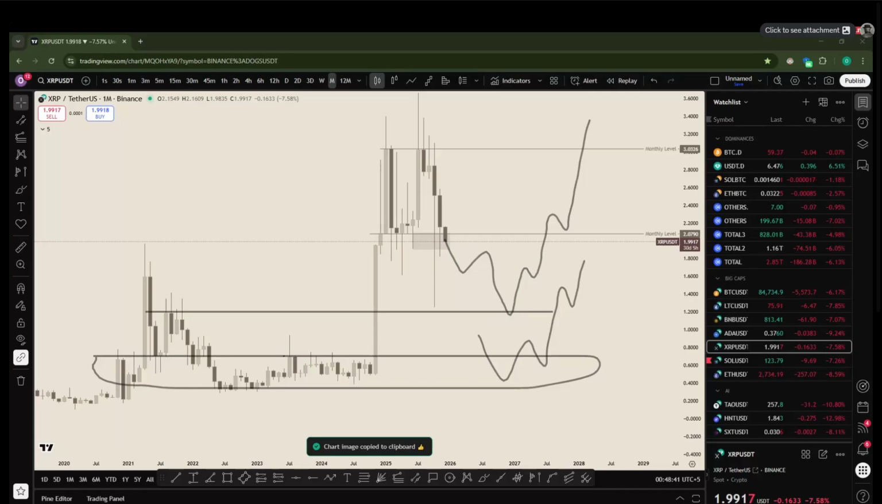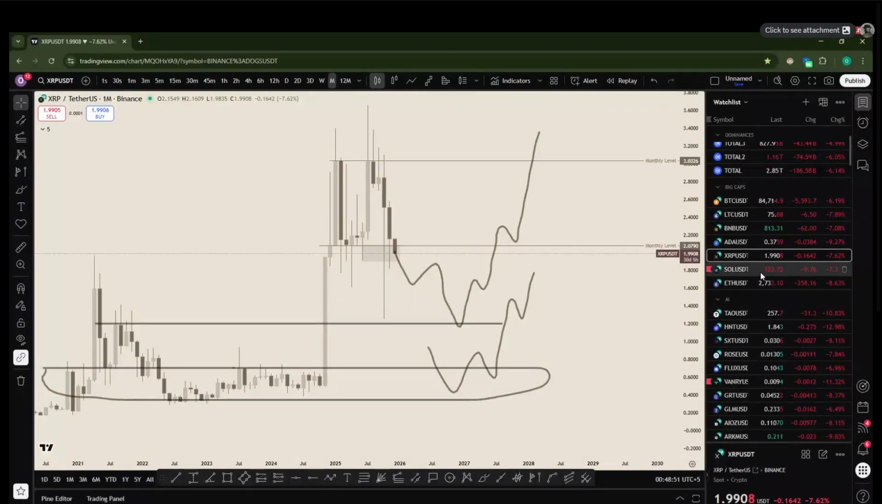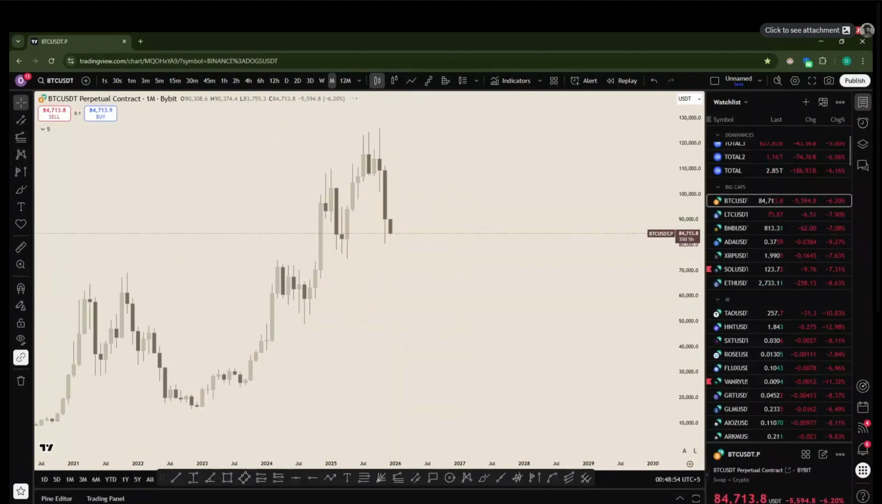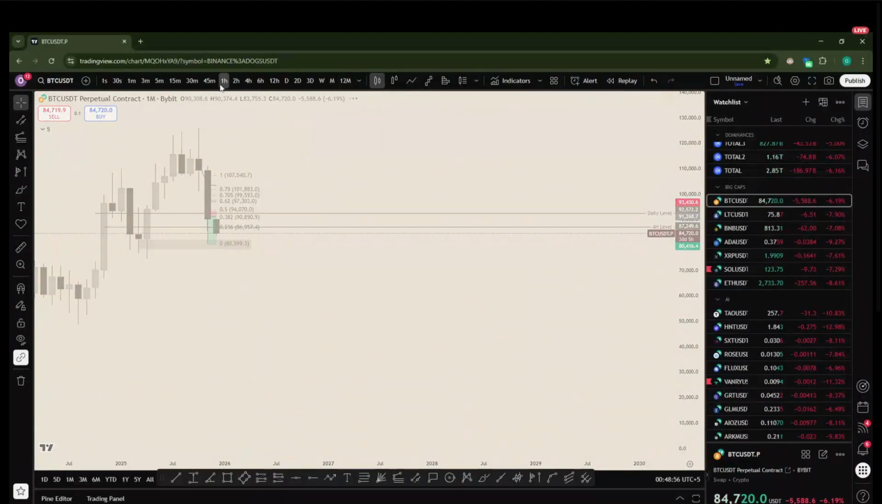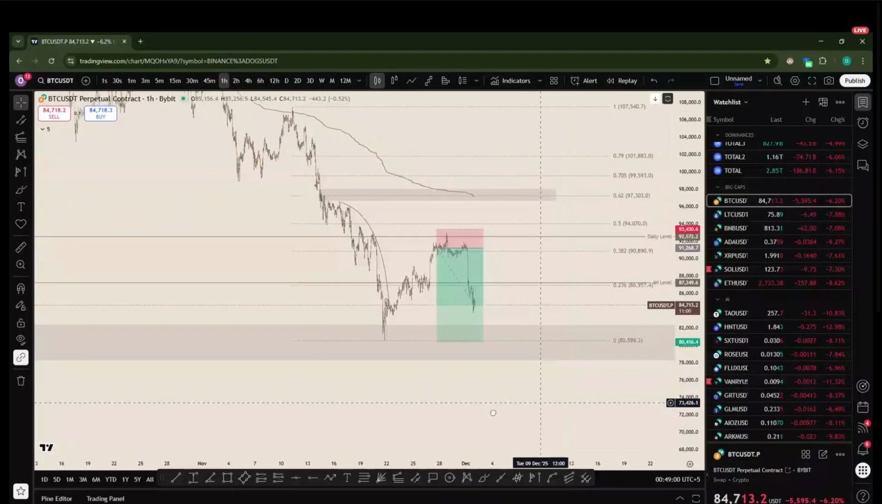I hope this helps. Now, other than that, any other coin you want me to analyze? I think I've gone through the Bitcoin. I've given you the short trade. We caught the beautiful short trade. I don't think I have anything else to give you.